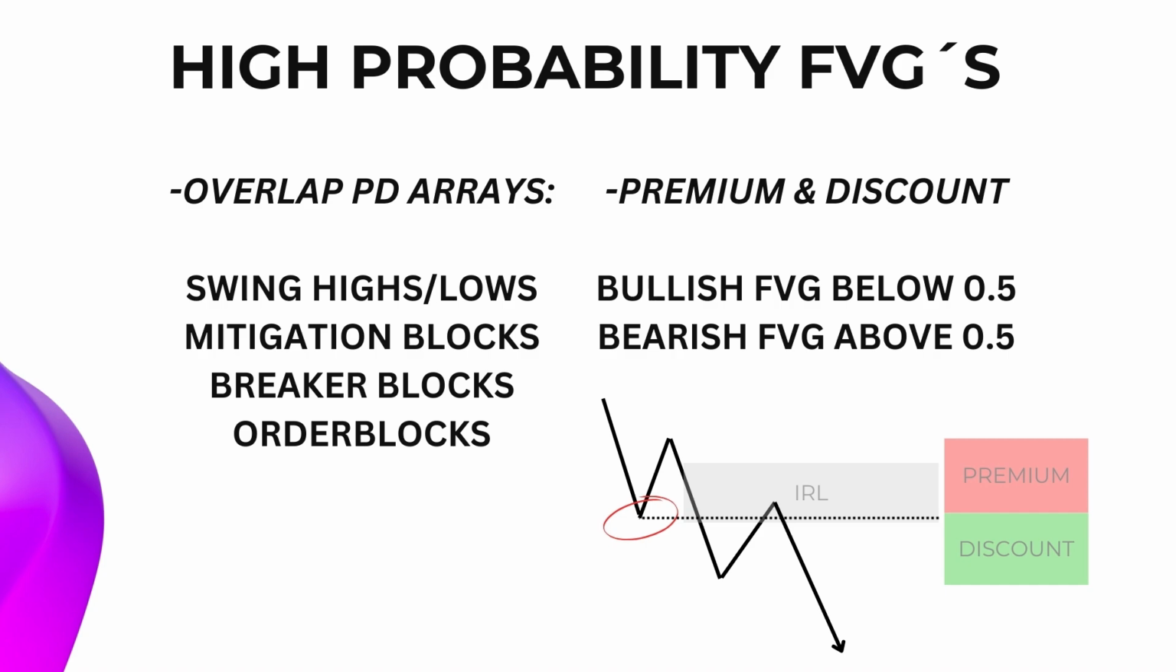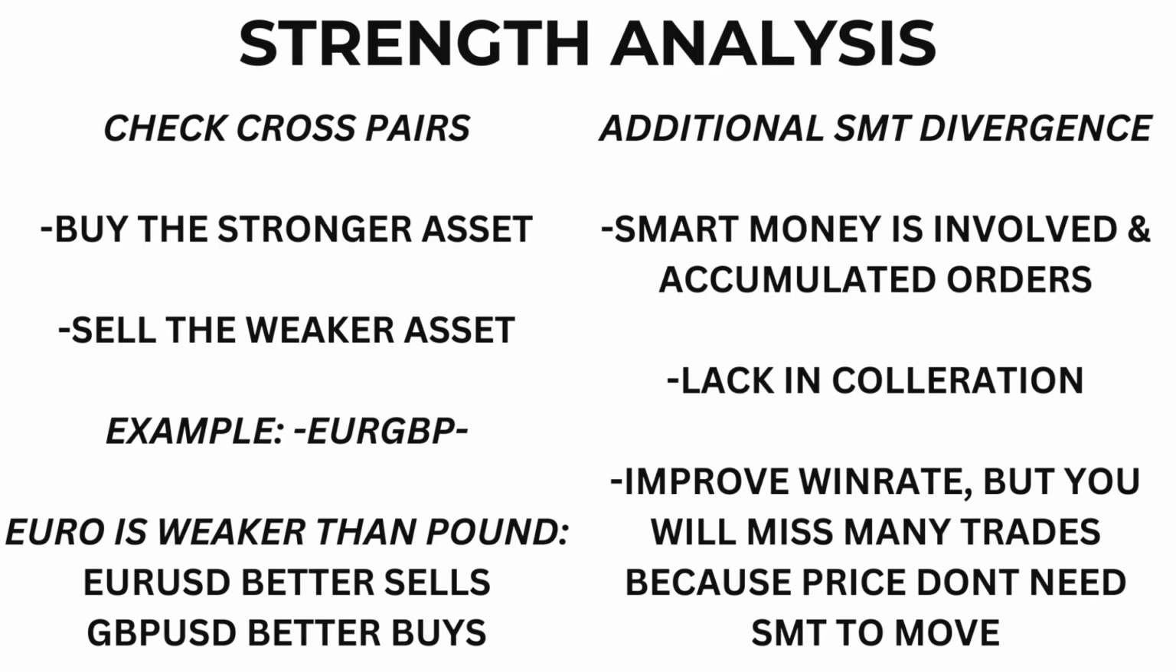And another thing is we need premium and discount levels, so we want to see a bullish FVG below the 0.5 level and a bearish FVG above the 0.5 level, because we want to buy low and sell high, like buy in discount and sell in premium levels. Strength analysis is to check cross pairs. We buy the stronger asset, sell the weaker asset.